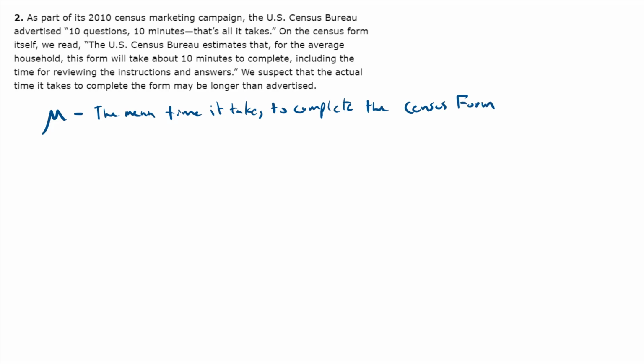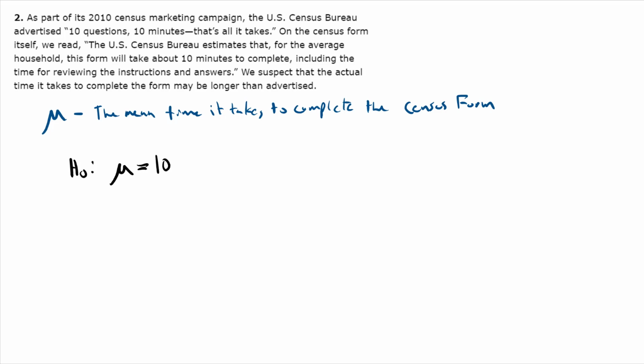Now, in this case, what's our null and our alternative hypothesis? Okay, so with our null, our H0, we should see that it's saying it takes 10 minutes, right? 10 minutes is all it takes. So in this case, you're simply writing your mu is equal to 10, because you got 10 minutes.